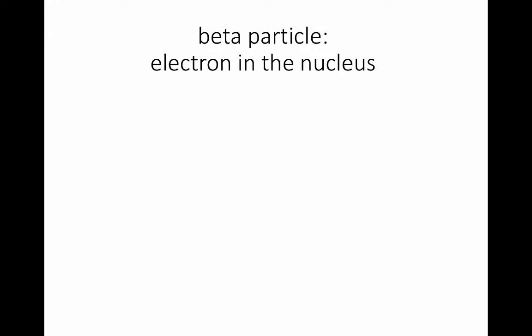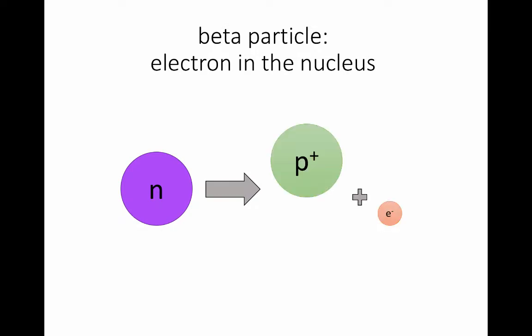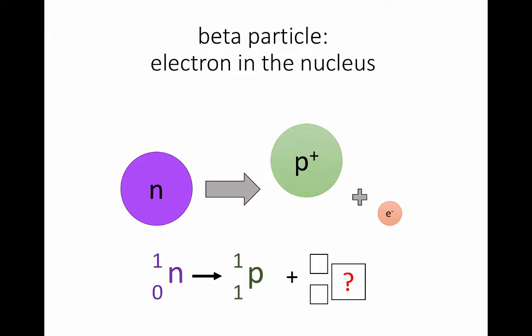Okay, now we're going to talk about a beta particle. Beta particles were discovered long before we knew about what particles make up an atom. Well, it turns out that a beta particle is an electron in the nucleus. If you know anything at all about the structure of the atom, you might say, hey, electrons don't belong in the nucleus. That's not where we find electrons. Well, it turns out that if you take a neutron, you can split it and make a proton and an electron. And we can use this knowledge to determine what the symbol for an electron should be.